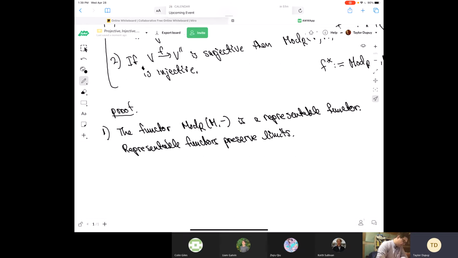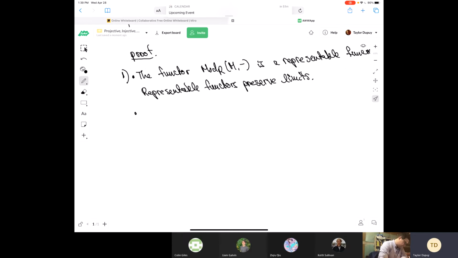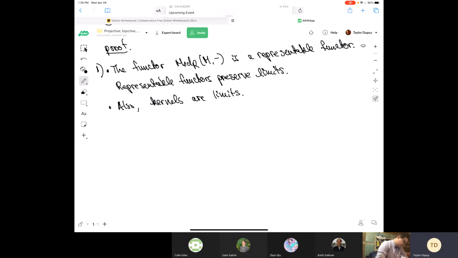Okay, and also we want to recall that kernels are limits. The kernel of F has two descriptions. So we have a map here. The kernel is the equalizer of the map F and the zero map.